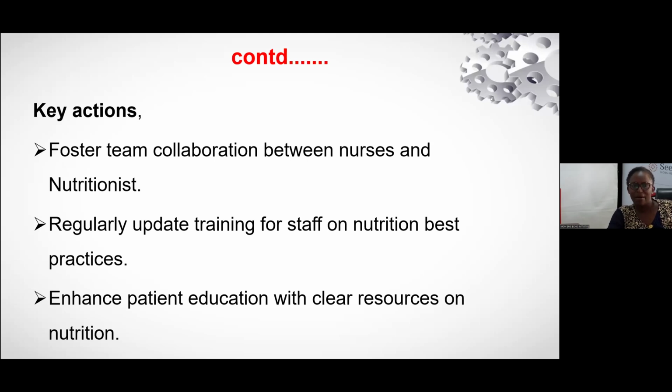Thank you. And our key take home is we need to foster collaboration between nurses and nutritionists. We need to always update everyone, all the staff, with the new guidelines, because recently there is a new update of the IMAM guidelines. We had 2020, 2021, but now WHO has a new one which is on board, and they are still validating how to integrate it into the Ugandan context. And we also need to always educate mothers with clear resources on nutrition.